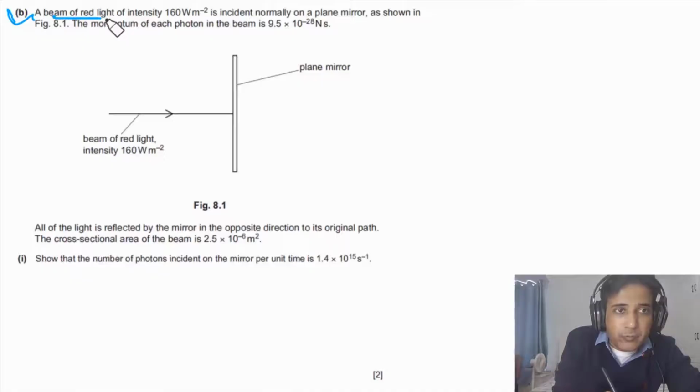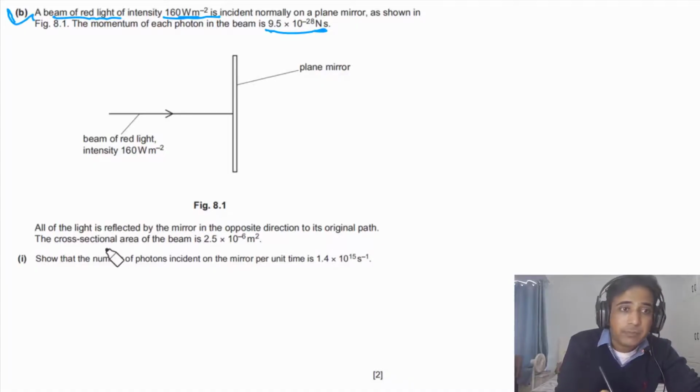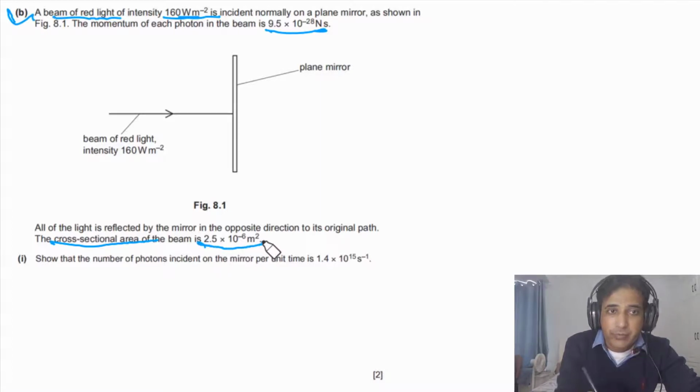Part B says, a beam of red light of intensity 160 watts per square meter is incident normally on a plane mirror, as shown in figure 8.1. The momentum of each photon in the beam is 9.5 times 10 to minus 28 Newton second. All of the light is reflected by the mirror in the opposite direction to its original path. The cross-sectional area of the beam is given to us.